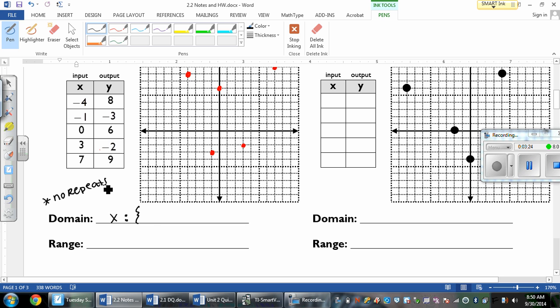So I start from the smallest number, which is negative 4. Then I go to negative 1. Then I go to 0, 3, 7. And that's my domain.